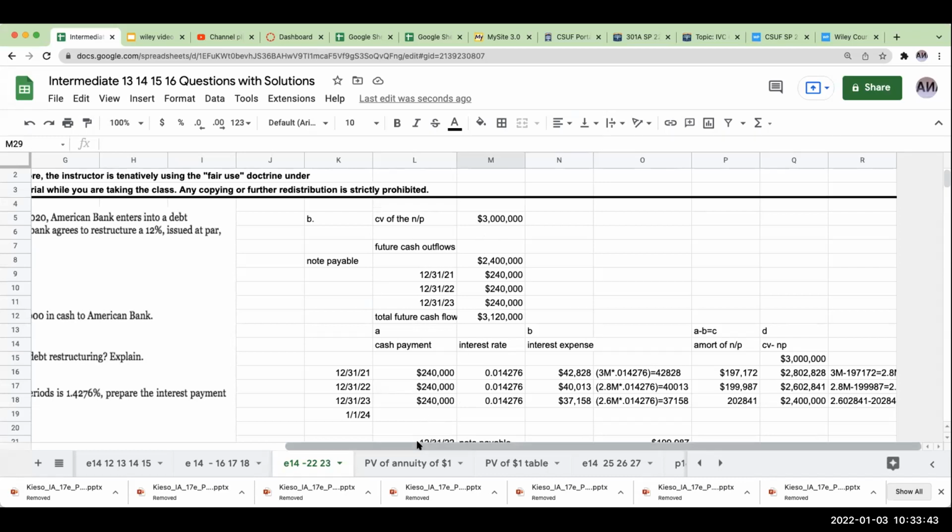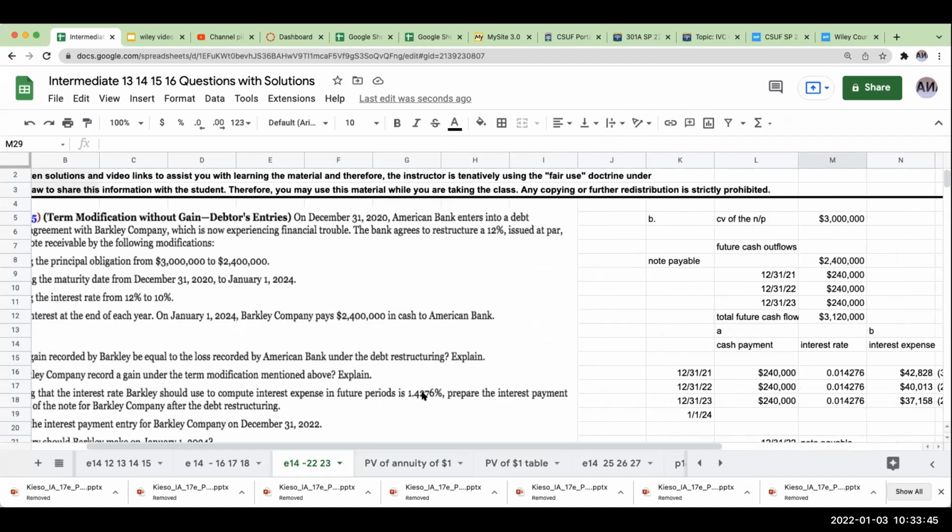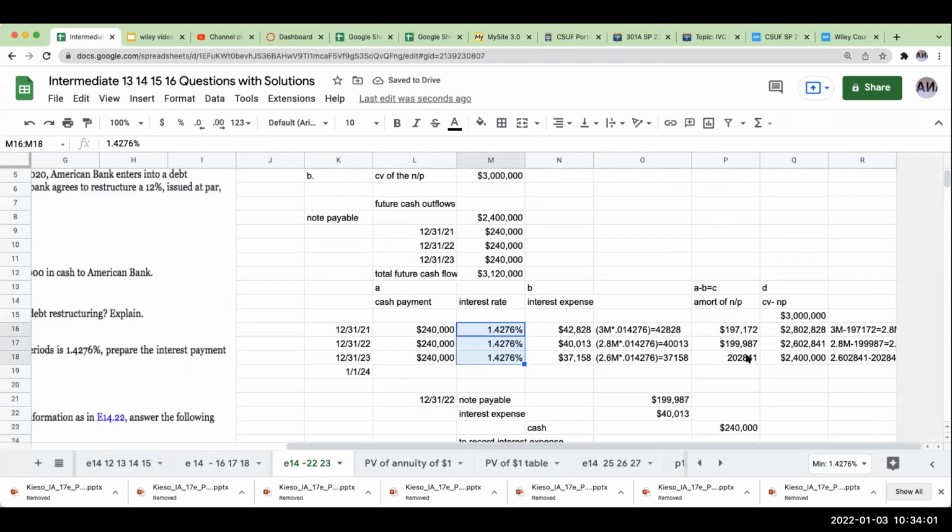The other thing is that we had to have the interest rate. Could we have figured this out? The answer is yes, I believe we could have, but thankfully for us, it's given to us. So this is what I'm going through and using. And then we just have over here, we do the chart to make sure everything works out.